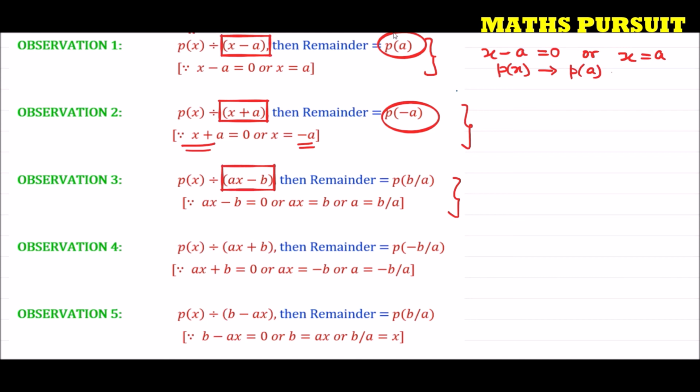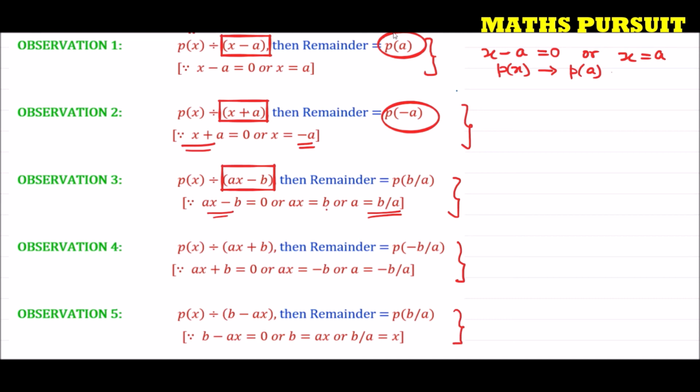How? The zero of the divisor, that is ax minus b is equal to 0, or ax is equal to b, or x is equal to b upon a. So when P(x) is divided by ax minus b, we are getting the remainder as P(b upon a). Similarly, when P(x) is divided by ax plus b, then the remainder will be P(minus b by a). And the last one is when P(x) is divided by b minus ax, then the remainder will be P(b upon a). These are the 5 observations that we will get.